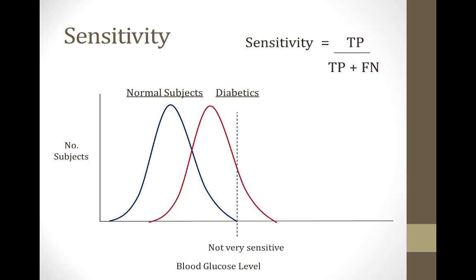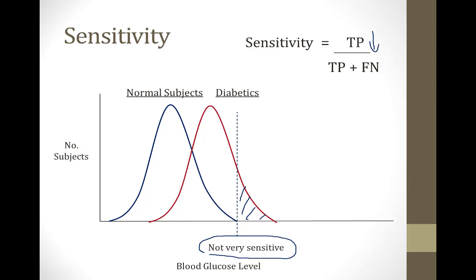Now let's talk about a cutoff point way over here on the right. This would be a not very sensitive cutoff point. And let's talk about why that is. Well, the number of true positives would be relatively small. Of all the diabetics, only this small group here is identified as true positives. So this will make the top number in the equation relatively small.